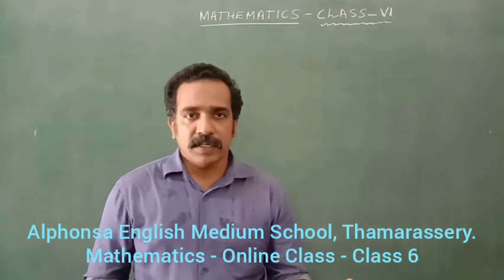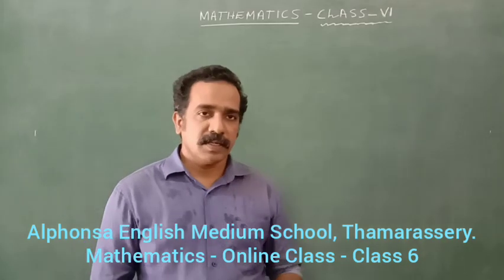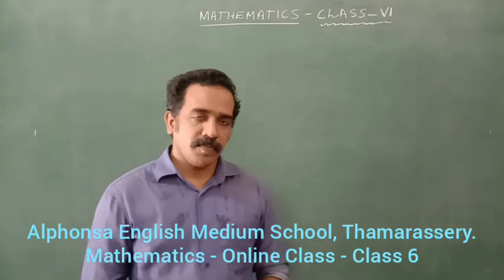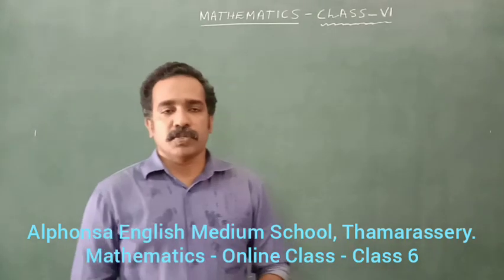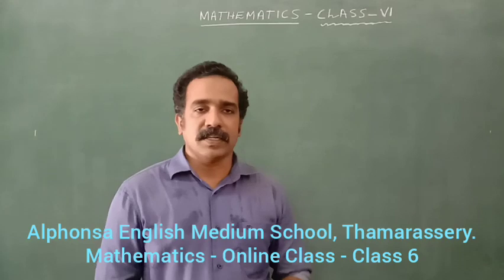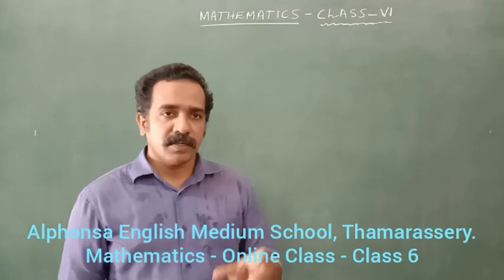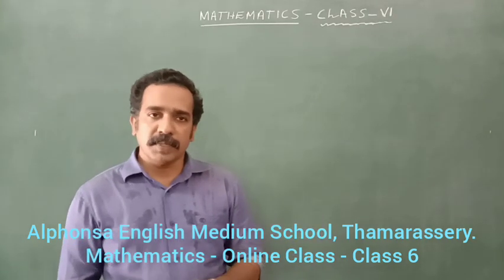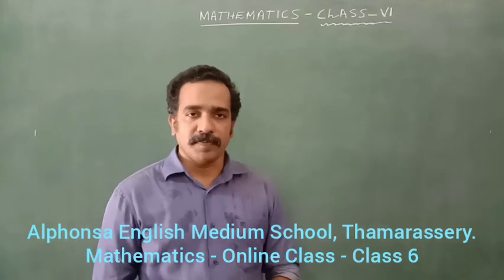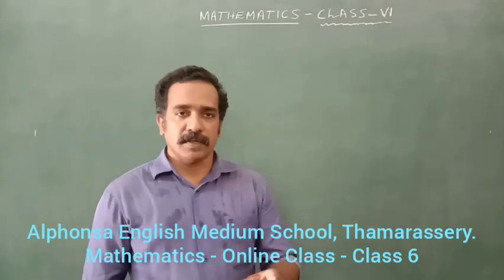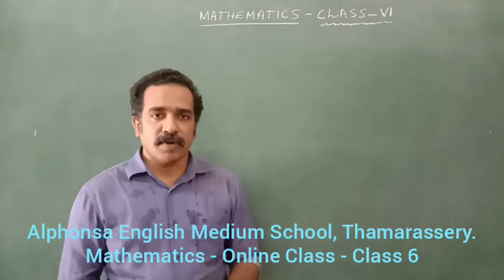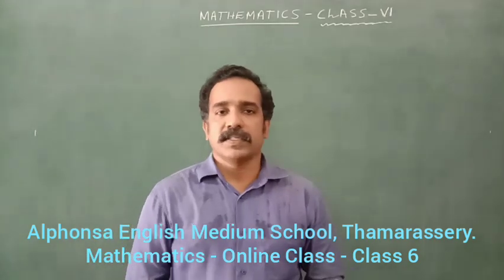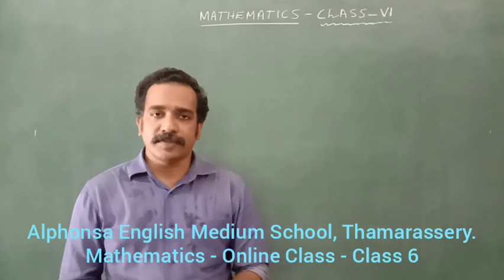And we studied the order of operations and the BODMAS rule. In that BODMAS rule, I told you in the last class, B for bracket, O for of, and of actually means multiplication. Then D for division, M for multiplication, A for addition, S for subtraction. This is what we already learned.